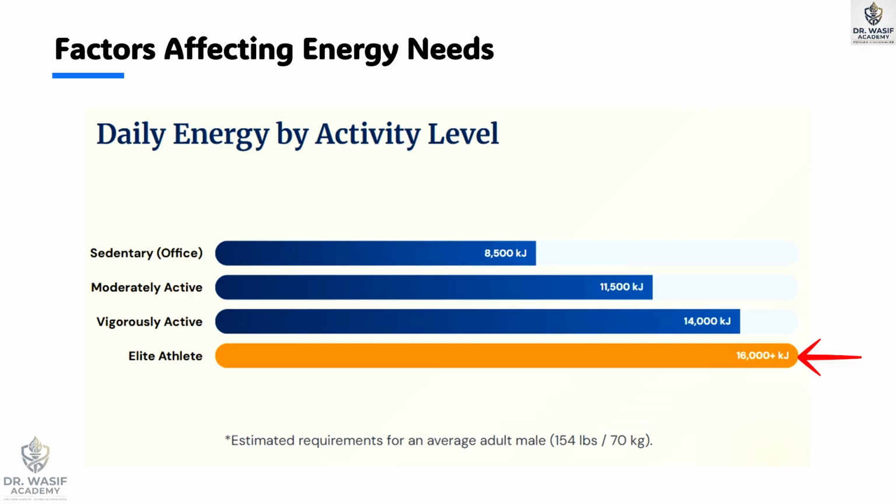So if that elite athlete consumed the 8,500 kilojoule diet of an office worker, his body would rapidly enter a catabolic state, meaning breaking down its own muscle tissues for fuel. Conversely, if the office worker consumed the athlete's diet, that massive surplus of chemical energy would be stored by the body as adipose tissue. So now you have the answer to the question which we asked in the previous slide. Remember, energy demands are not static. Your diet must be a direct reflection of the physical work your cellular engines are doing.